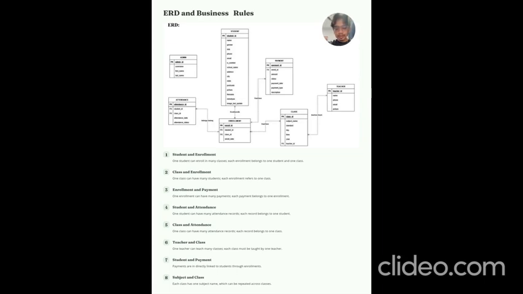And next, seven, student and payment. Payments are indirectly linked to the student through enrollment. And lastly, subject and class. Each class has one subject name, which can be repeated across the classes. So these are our entity relationship diagram and business rules for our system.